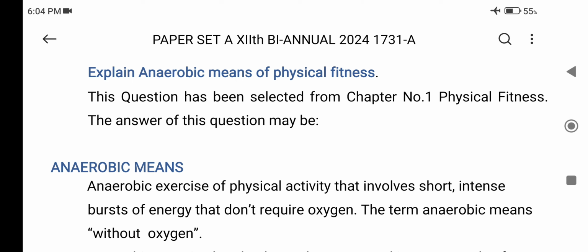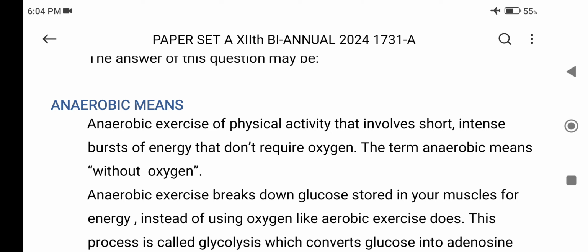The answer of this question may be: anaerobic exercise is physical activity that involves short, intense bursts of energy that don't require oxygen. The term anaerobic means without oxygen. Anaerobic exercise breaks down glucose stored in your muscles for energy.